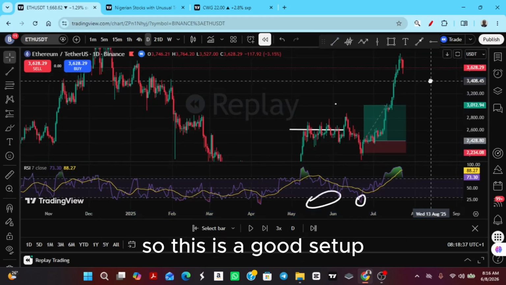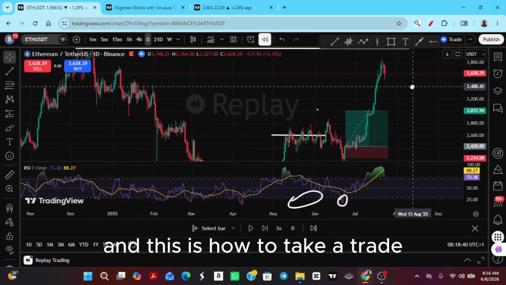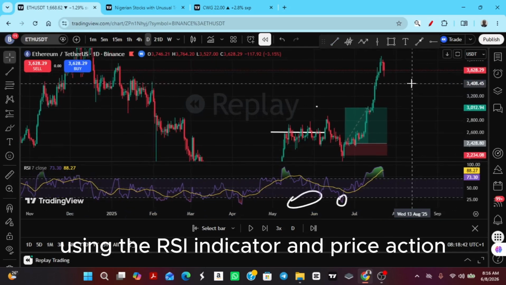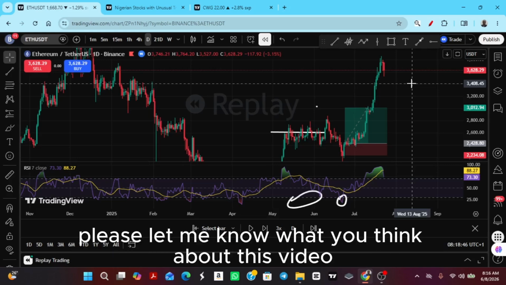So this is a good setup, and this is how to take a trade using the RSI indicator and price action.